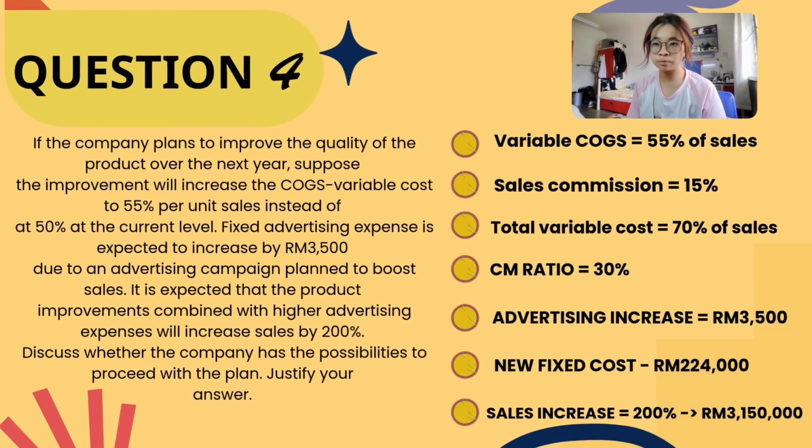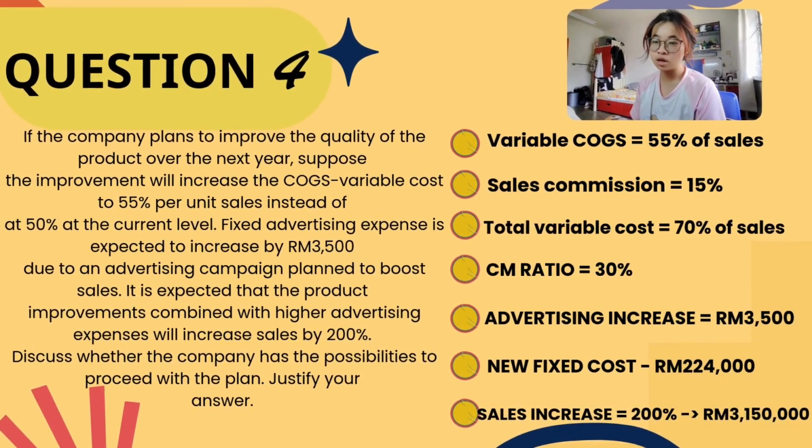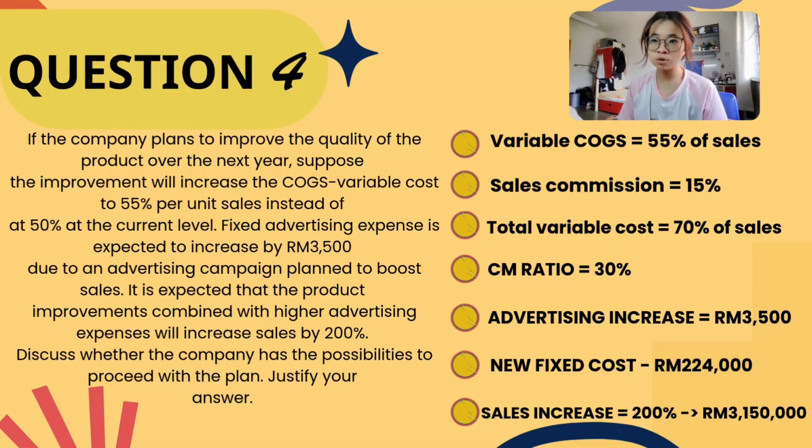If the company plans to improve the quality of the product over the next year, suppose the improvement will increase the COGS variable cost to 55% per unit sold instead of 50% at the current level. Fixed advertising expense is expected to increase by 3,500 ringgit. Due to an advertising campaign planned to boost sales, it is expected that the product improvement combined with higher advertising expenses will increase sales by 200%. So discuss whether the company is in a position to proceed with the plan.